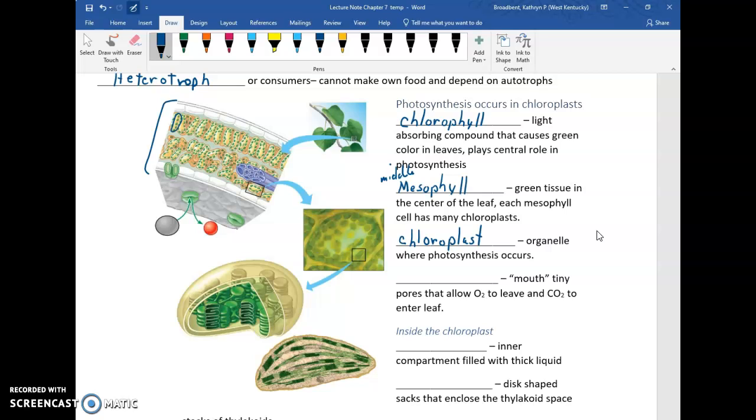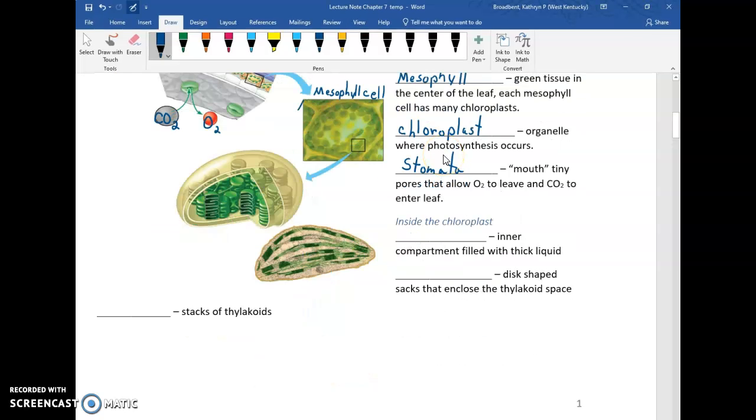Also, we want to note in this cell, there are little holes or mouths called stomata. These are tiny pores that allow oxygen to leave the cell. Remember, that's a waste product if you're a plant, and for CO2 to enter. Here we have a photograph, probably from a light microscope, of a mesophyll cell. And in the black box, we have a single chloroplast.